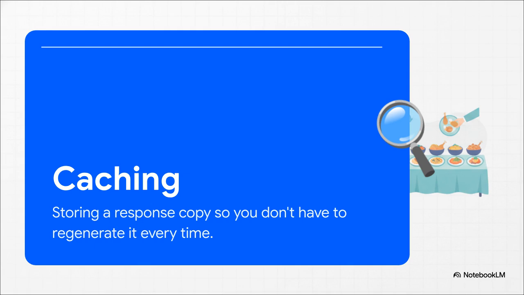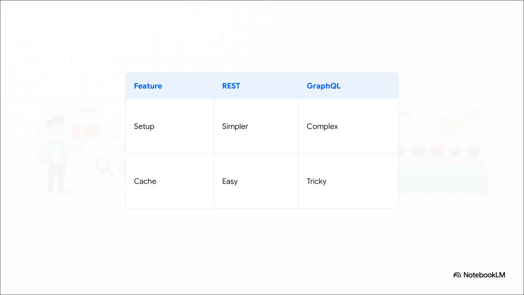Because REST endpoints are fixed and predictable. Remember, combo number 4 is always combo number 4. It is incredibly easy for servers and browsers to cache those responses. But GraphQL, it's like a custom order every single time. Because every query can be slightly different, caching a GraphQL response is notoriously tricky and requires a lot more engineering effort to get right.